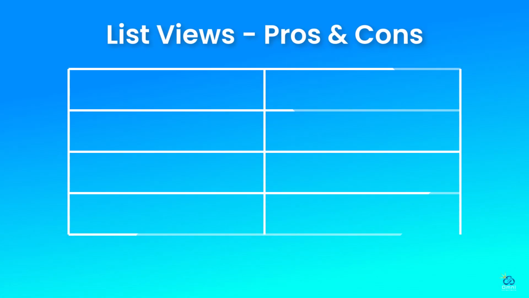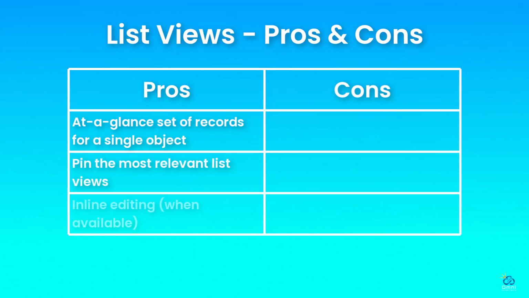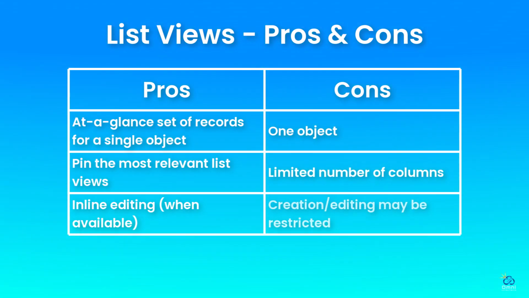List views are great for displaying a small set of records and from a single object, but they cannot be used to display related objects. Also, there is a limit of 15 columns in a list view, so we cannot place many fields. Some companies also limit who can create or edit list views, so if you don't have a list view that meets your business needs, you'll need to work with your Salesforce administrators.